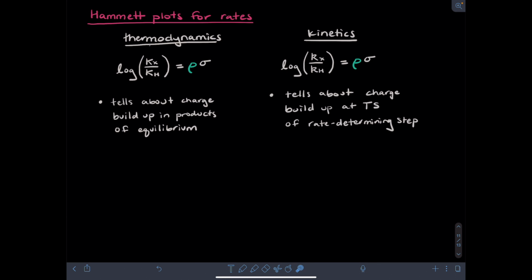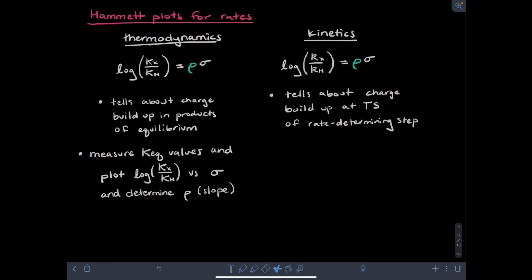For the kinetic variation of the Hammett plot, you'll be learning about charge buildup at the rate-determining transition state of your reaction instead. What you would be doing in the lab in the thermodynamics case is measuring equilibrium constants and then plotting the log of the ratio of the equilibrium constant for X versus that of hydrogen versus the sigma value from that table that I gave you earlier for benzoic acid. Fit it to a line and determine rho, the slope.